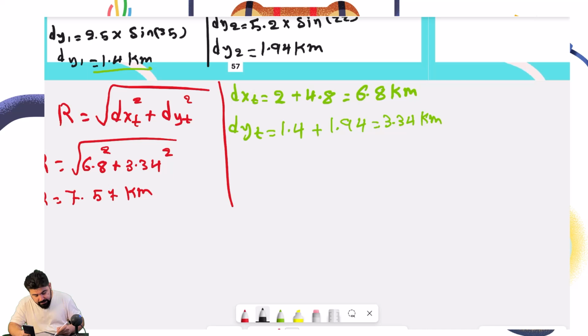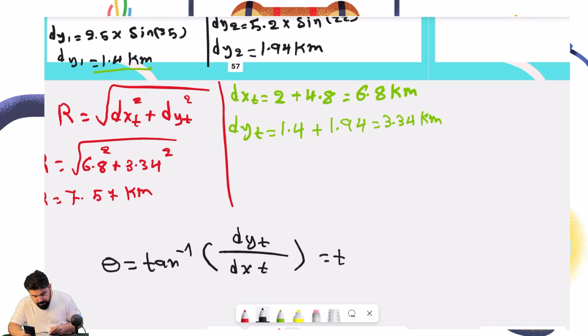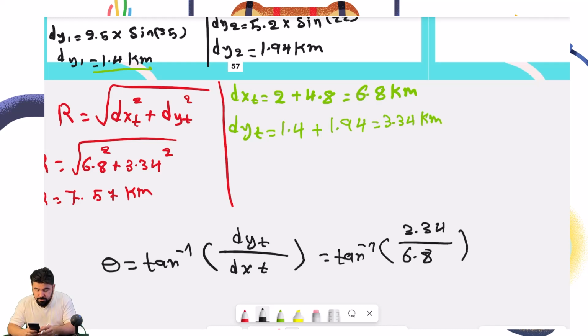Let's find the angle. Theta is equal to tan inverse of dy total divided by dx total. So this is going to be tan inverse of dy total, 3.34 kilometers, divided by dx total, 6.8 kilometers. Let's calculate that: tan inverse of 3.34 divided by 6.8.